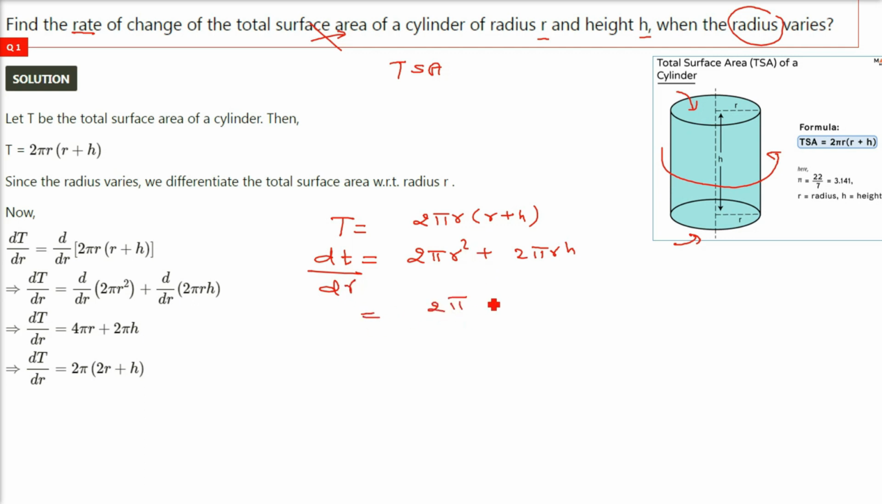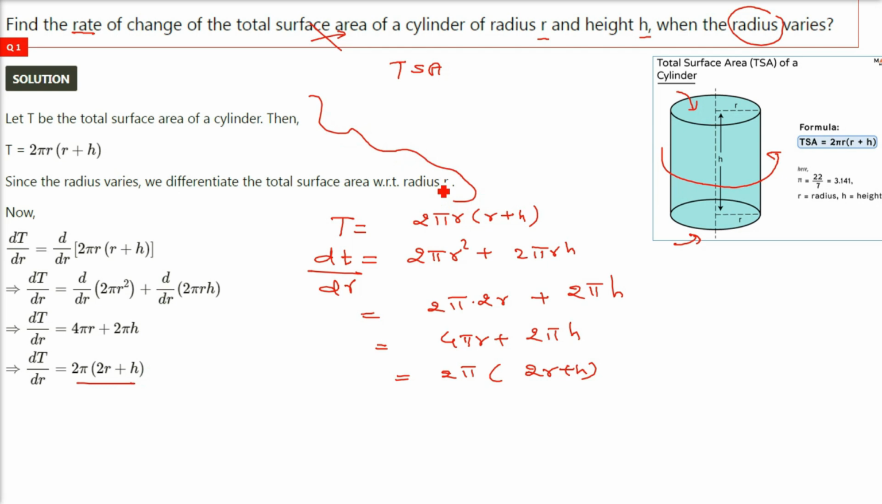We have to differentiate r square here, it will be 2r. Here 2 pi h, the differentiation of r is 1. Now what do we get? 4 pi r plus 2 pi h. You can take 2 pi common here, you get 2 pi (2r plus h). So this is your dT by dr, the rate of change of total surface area of a cylinder when the radius is varying.